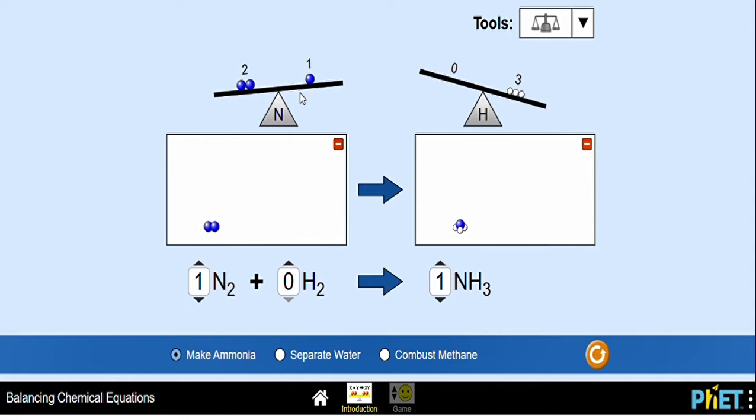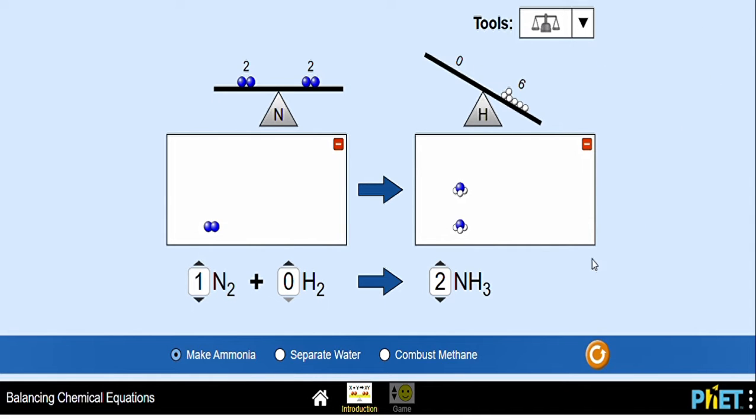So firstly students, we go with the nitrogen for balancing. Okay, so here we have nitrogen 2, but here it is 1. So we have to increase one more. Now students, you can see here nitrogen is balanced on both the sides, right?